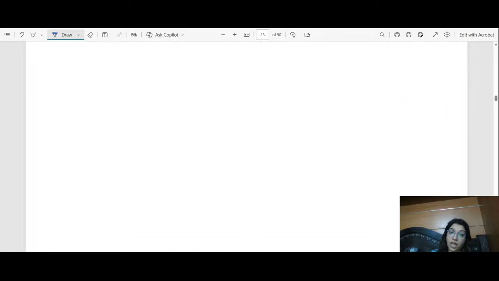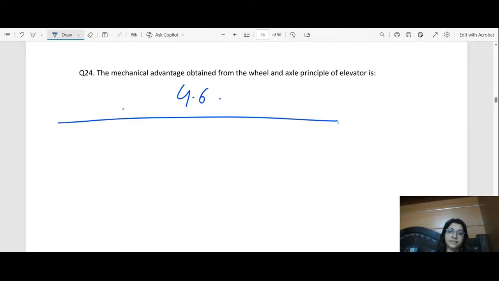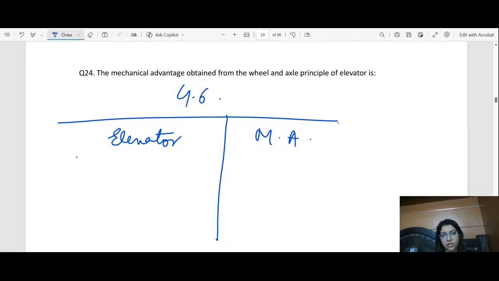Next question. The mechanical advantage obtained from the wheel and axle principle is. So, the answer here is 4.6. Let's write for various elevators. Here write elevator. Here write the mechanical advantage obtained.